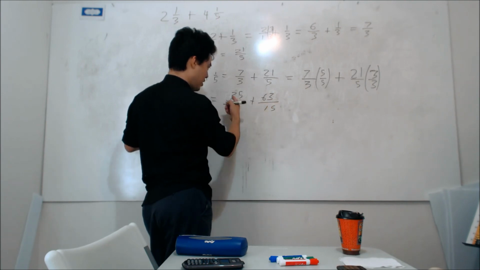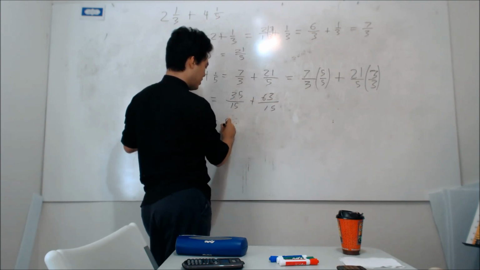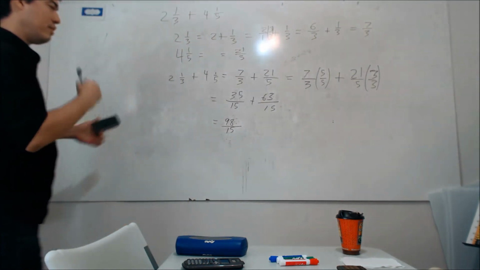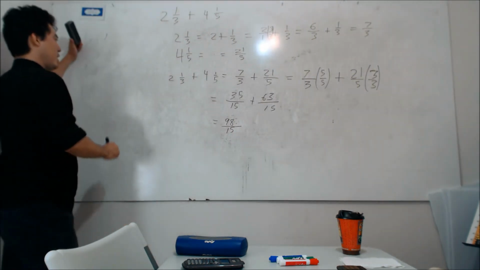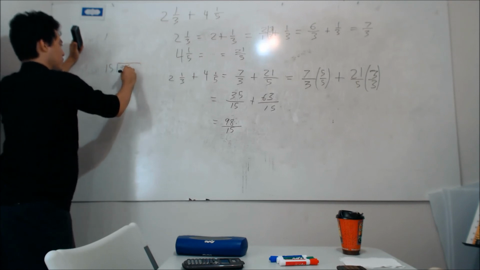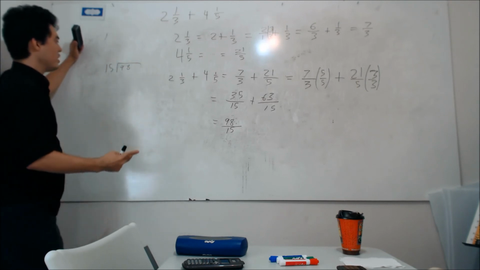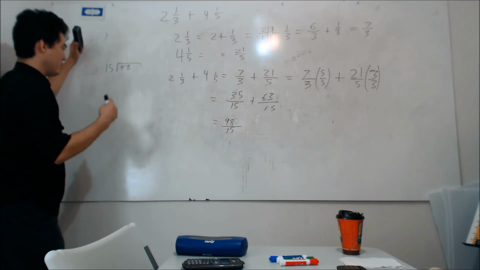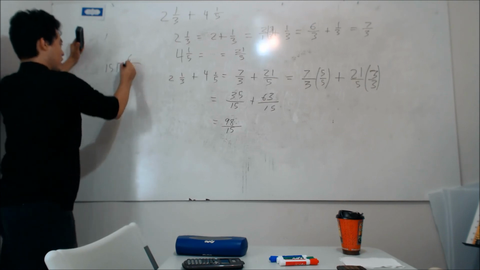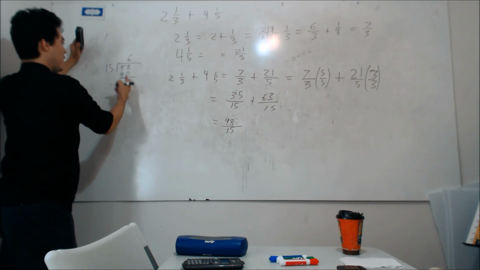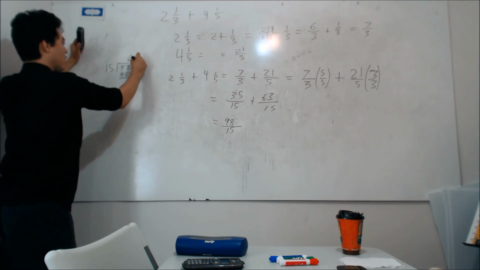So now we know that these two add up to 35 plus 63, which is 98 over 15. And that's our answer. And then of course, if you want, you can get it into a mixed number by dividing 15 into 98. You know that 15 times 6 is 90. Leaving us 8. So it's 6 and 8 over 15. And that's our answer.